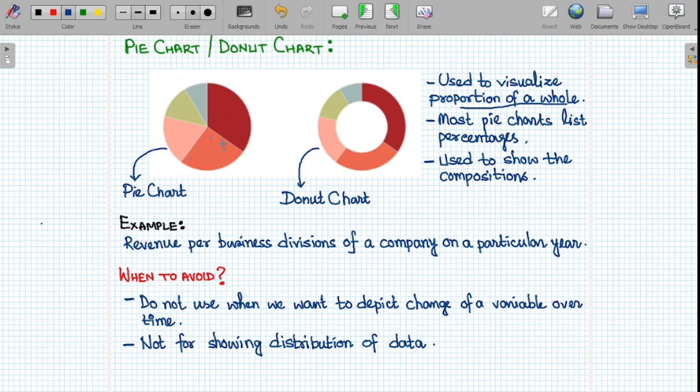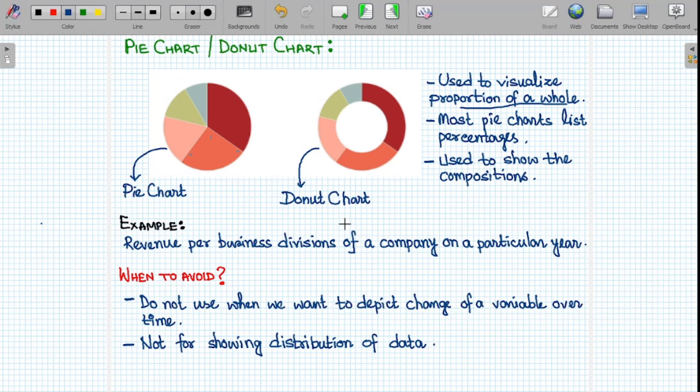Here, every portion is depicting the revenue from a specific business division, and the whole circle is giving you the total revenue of the company. So by pie chart, we can understand how each and every business division is contributing to achieve the overall revenue of the company.